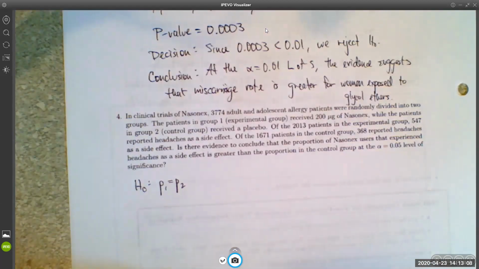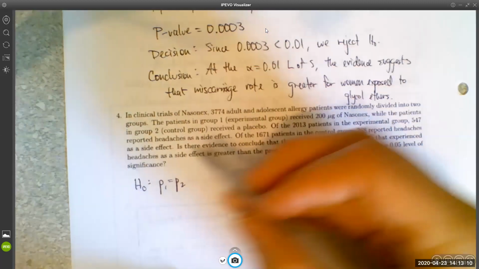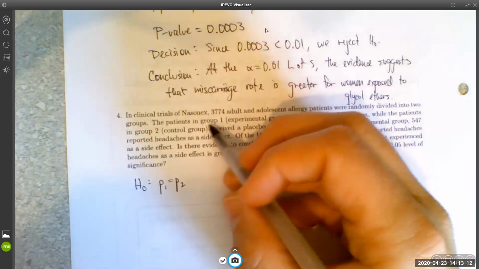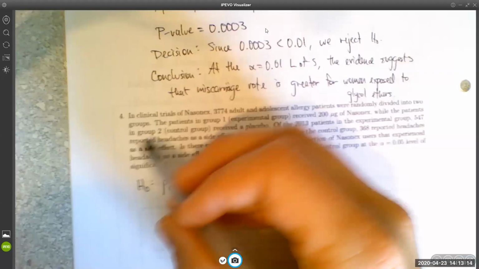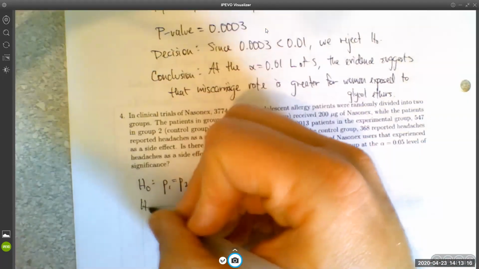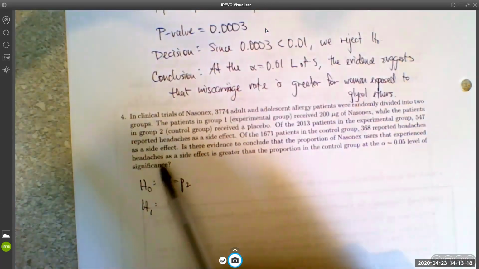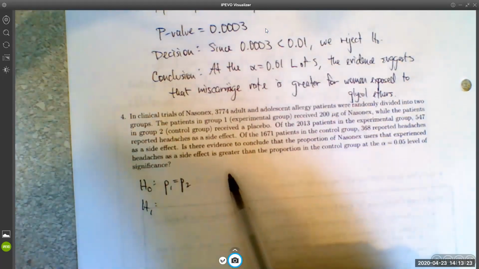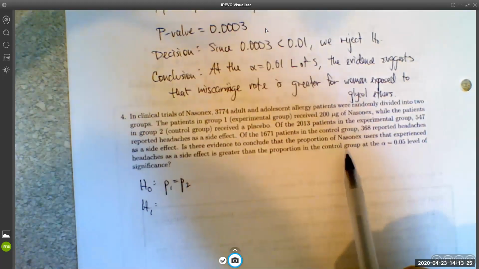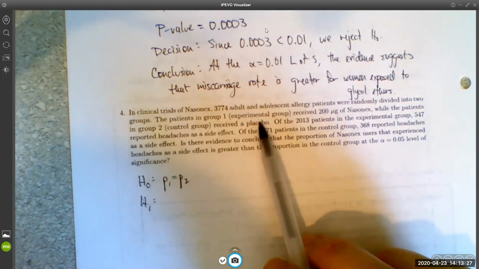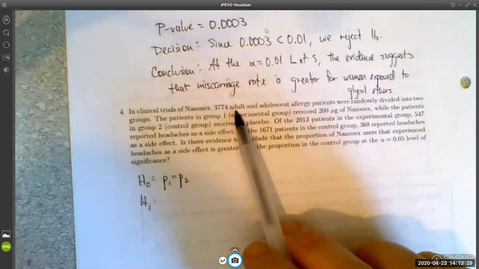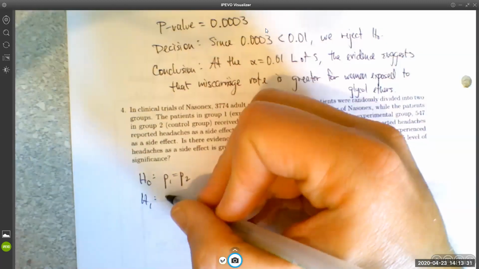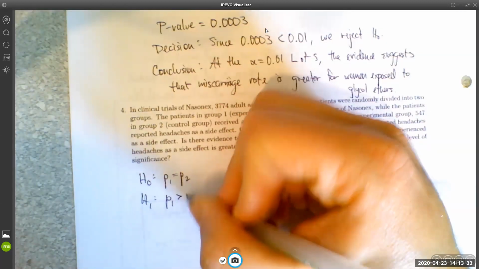Okay, null hypothesis. This time I don't need to label stuff. They already labeled them for us, group 1 and group 2. So what is it that we want to know in the alternative? We want to know if the proportion that experienced headaches as a side effect is greater than in the control group. So we want to know if the experimental group is greater than the control. So group 1 greater than group 2. P1 greater than P2.